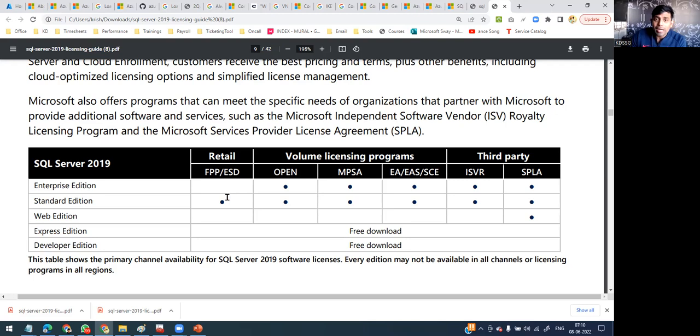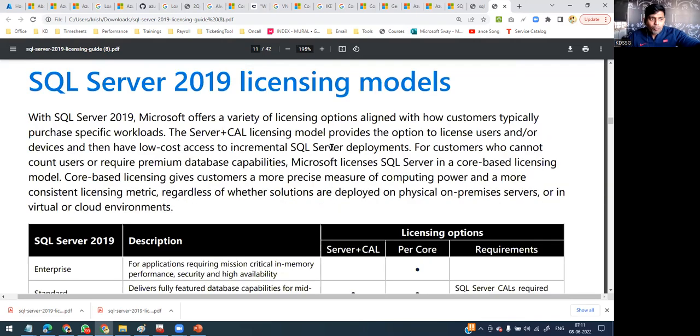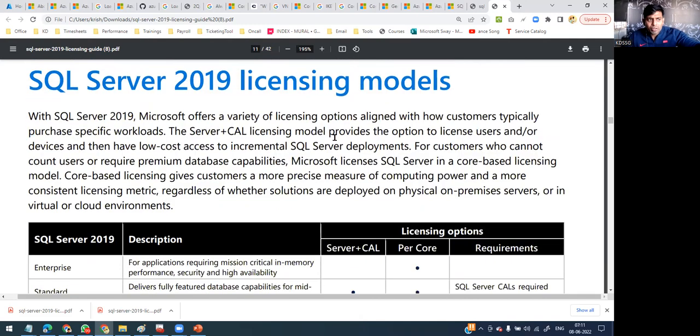Whereas Standard Edition, you can purchase from a retail store if you want. And from a volume licensing program perspective, you can purchase Enterprise and Standard both. In third party also, you can purchase both. Now let's not start discussing what is retail purchasing, what is volume licensing and all that, not for today for sure. It would cause more confusion than clarity. At least knowing the types of licenses is good for now. And I'm halting. This document is a 42-page document. Everything is mentioned in it. You can read and you'll understand.